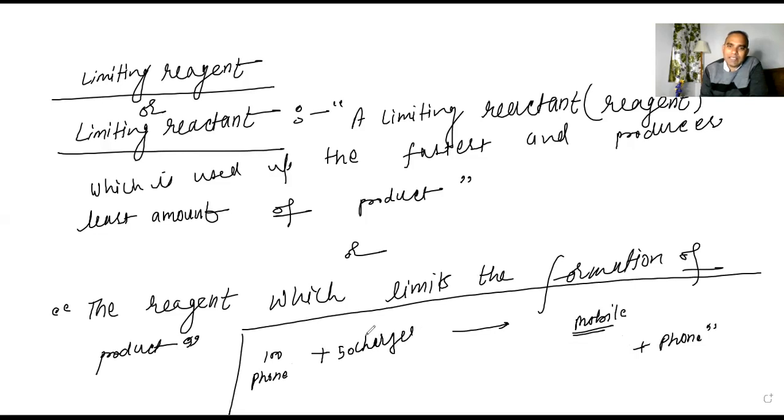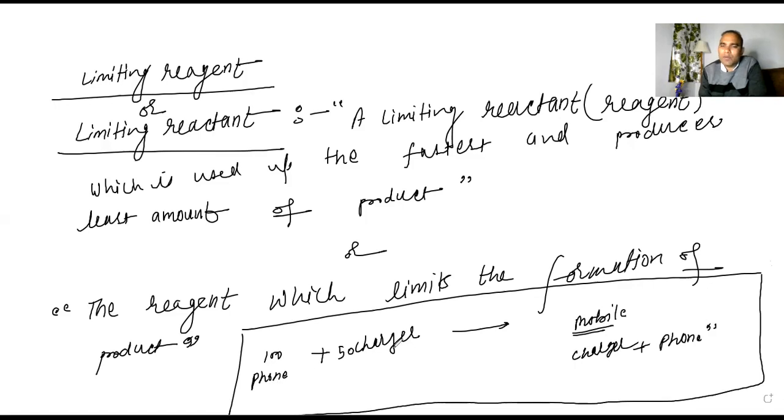When you are selling these, along with the phone you have to send the charger, or not? Any phone you are selling, you need to have phone plus charger. So no customer will purchase without the charger. They require both things. Now phones are 100, but chargers are 50. So how many pairs are possible together?